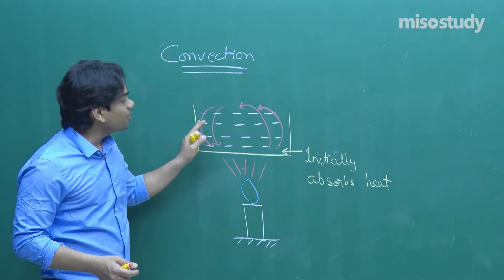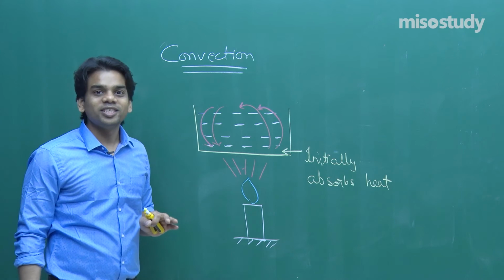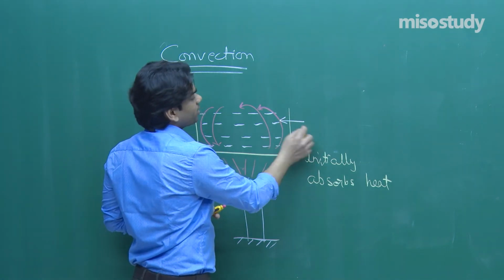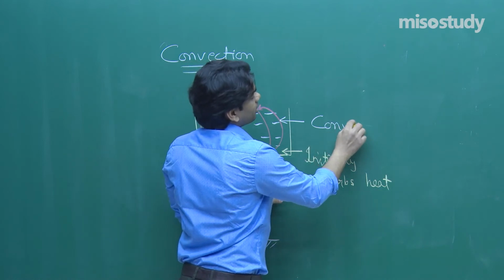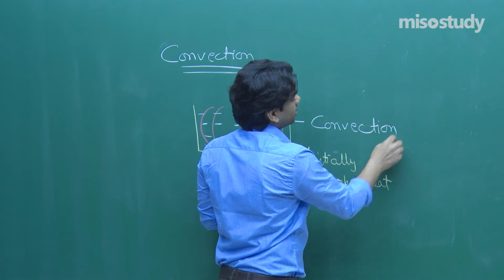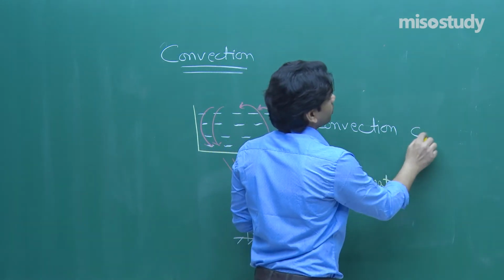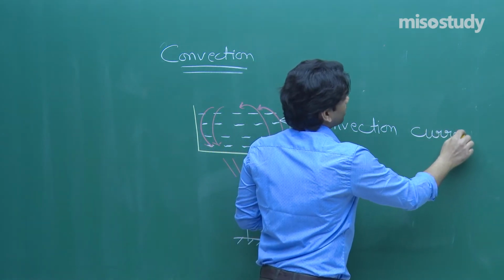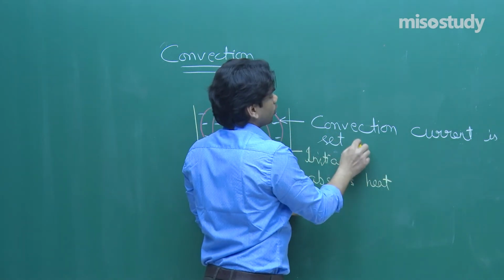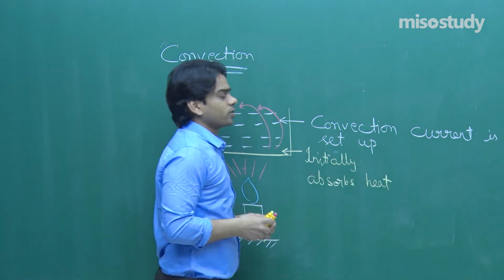Now the entire beaker, or entire volume, is heated up through this process of convection. So again, what we are finding is that a convection current is set up, which is actually responsible for heating up the entire volume of water.